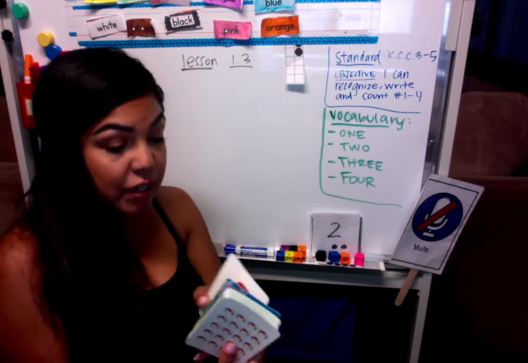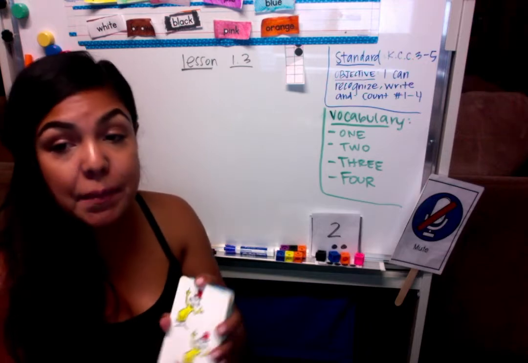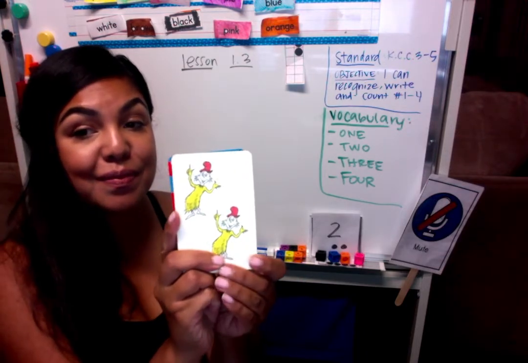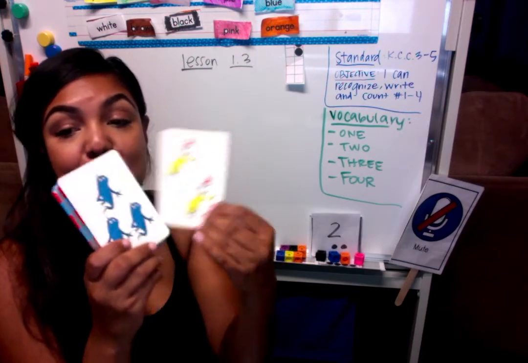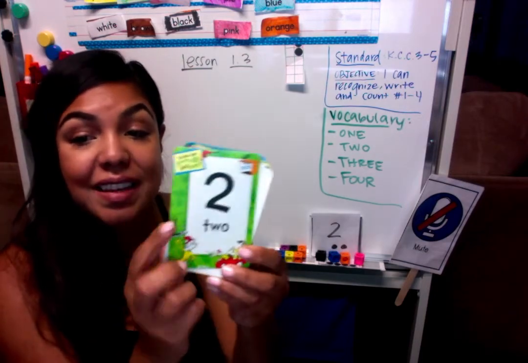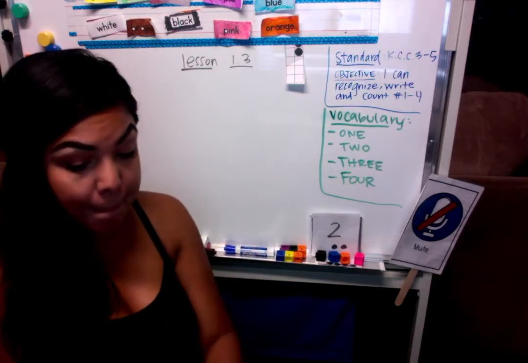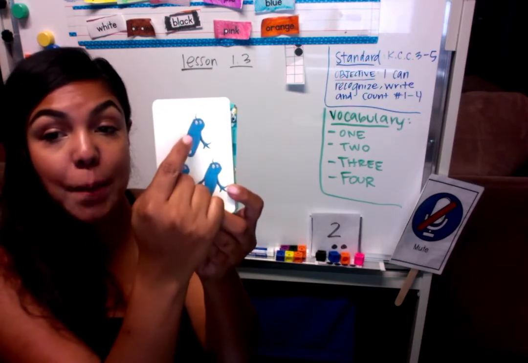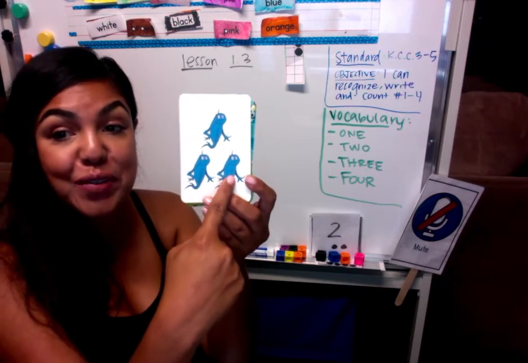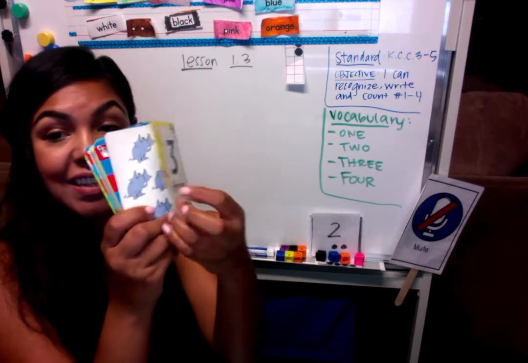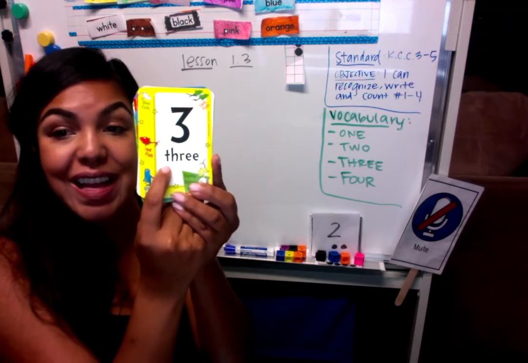Good. Now I'm going to show you another picture, and I want you guys to tell me how many Sam I Ams do we have here? 1, 2. Good. We have the number 2. Correct. And the word 2. Awesome. Next one, we have how many bluefish? 1, 2, 3. Let's check our answer. Good. 3. And we have the word 3.